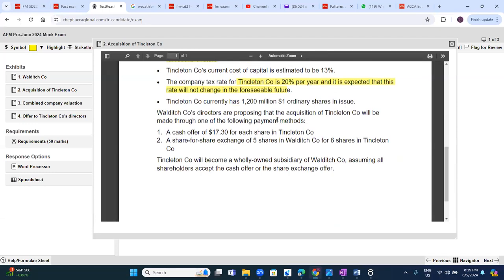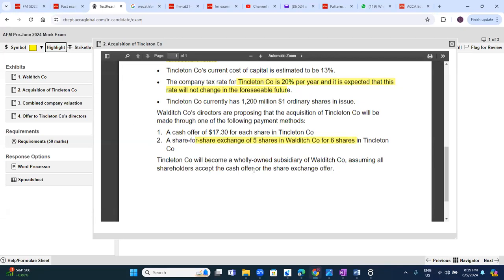W Company directors are proposing that the acquisition of Tin Company will be made through one of the following payment methods. Cash offer of $17.3 for each share in Tin Company. Share for share exchange of 5 shares in W Company for 6 shares in Tin Company. Why are you offering 5 shares for 6 shares? Is there any basis? You also need to question this.